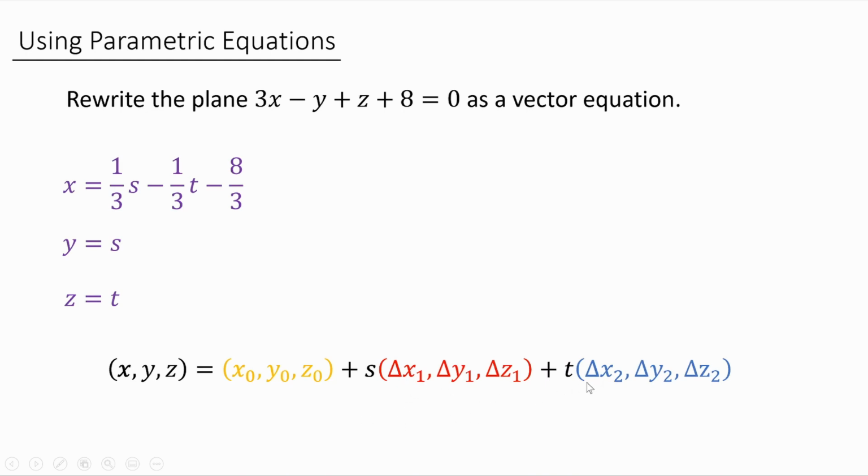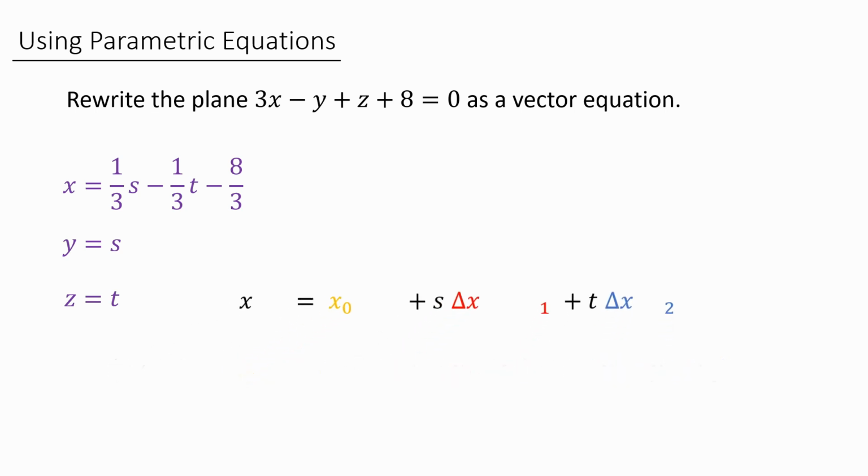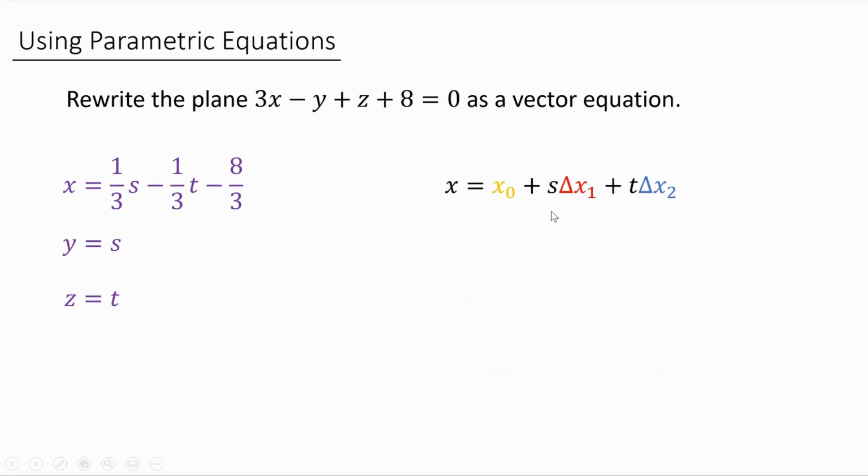Keep in mind, these direction vectors, we're going to bring along the t and the s, because these are getting multiplied by these delta x2's, which are the x components of our direction vectors. So we have to bring along these parameters. If we take them along, we get x equals this equation.